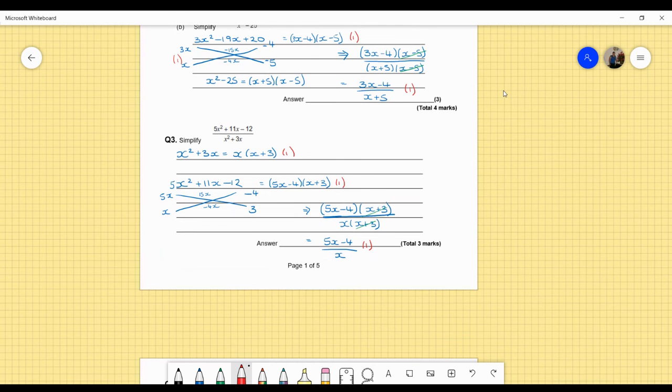Okay, if we have a look then at question 3. So on question 3, the denominator is the easy one to factorize, so it has a common factor of x with a single bracket with x plus 3 in it. So a mark for getting that one correct.